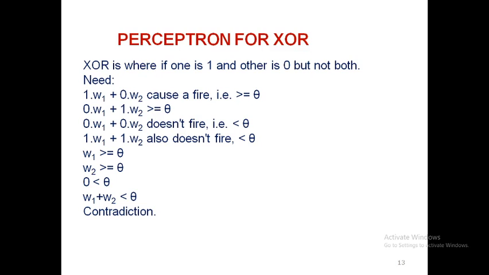So how many equations did you get here? From 1 into W1 plus 0 into W2 greater than or equal to theta, you get W1 is greater than or equal to theta. Second line, W2 is greater than or equal to theta. Third line, 0 is less than theta. Fourth, W1 plus W2 is less than theta. All these contradict the linearly separable example, because here it cannot be linearly separable, because you are getting four different equations. So that's why it is not linearly separable.